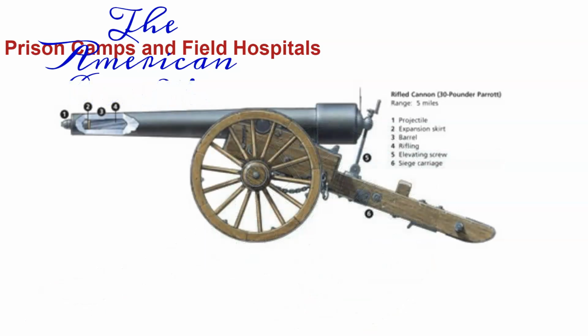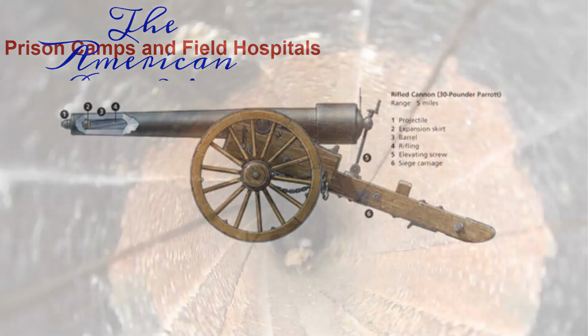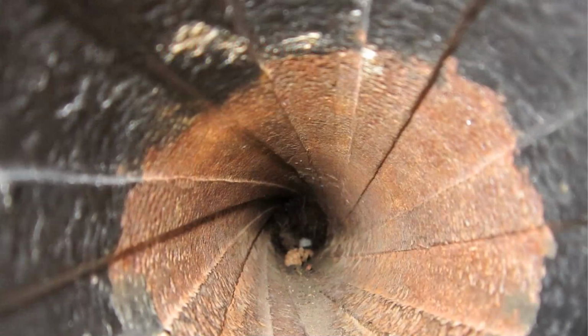Looking at a little bit of technology too, certainly the rifled cannon was able to have a range of up to 5 miles. And part of that is certainly the barrel and the rifling components of this. But you can see in the interior, and this is also true of muskets for the time period, you can see more of that swirl.